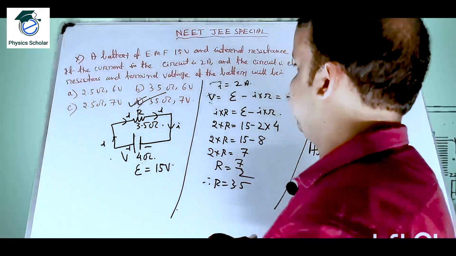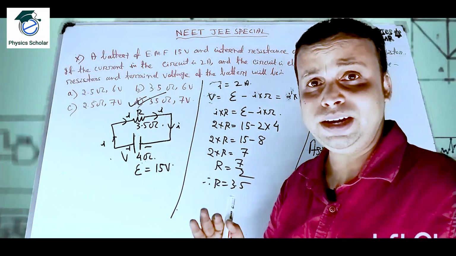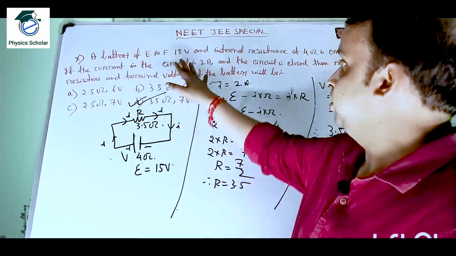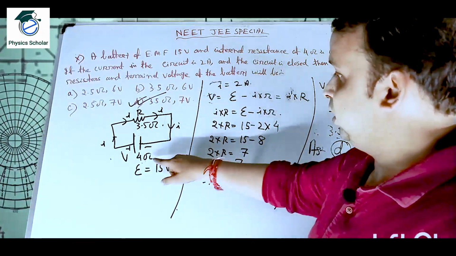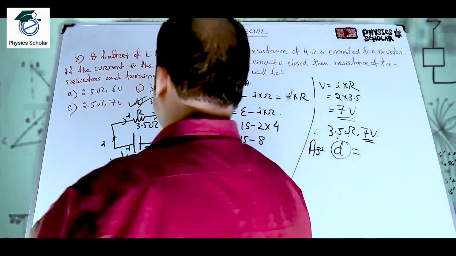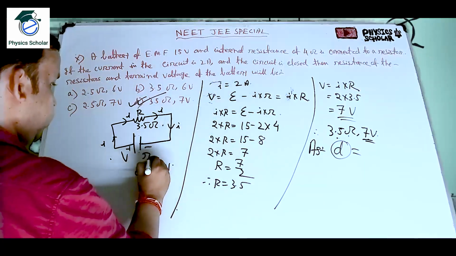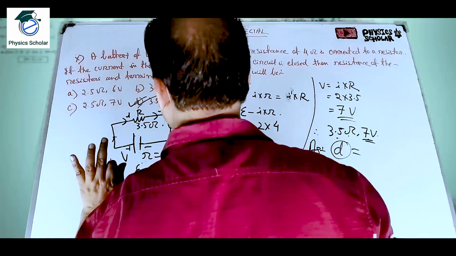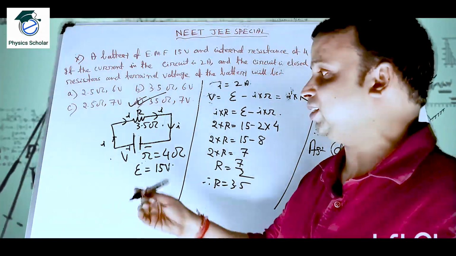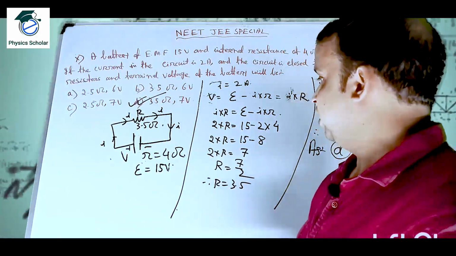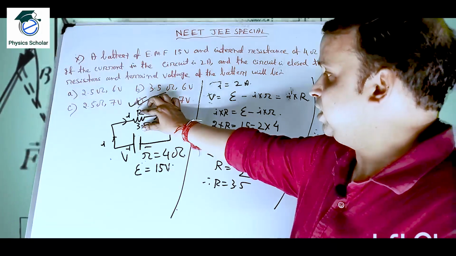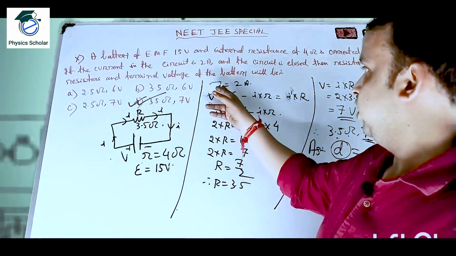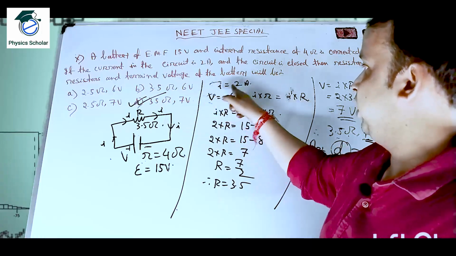So now I am explaining it once again. A battery of EMF is given, 15 volt. Clear? And the internal resistance of the battery, small r, is equal to 4 ohms. Clear? Now when the circuit is closed, it is connected with the external circuit and the current is flowing. Clear? Then we have to find out the external resistance as well as the voltage of the battery. Now what is given: the flow of current I is equal to 2 ampere.